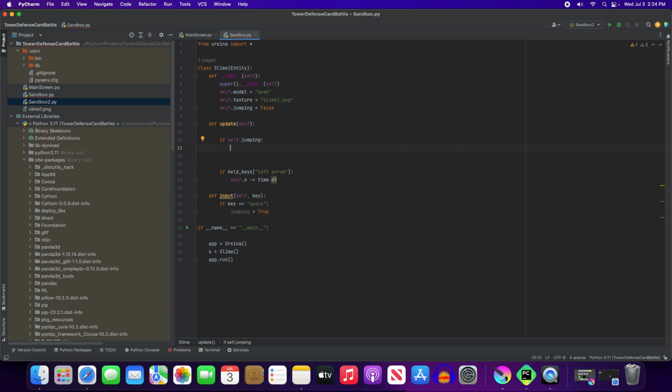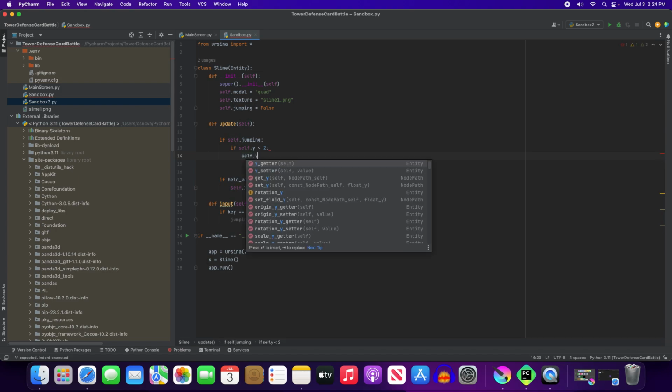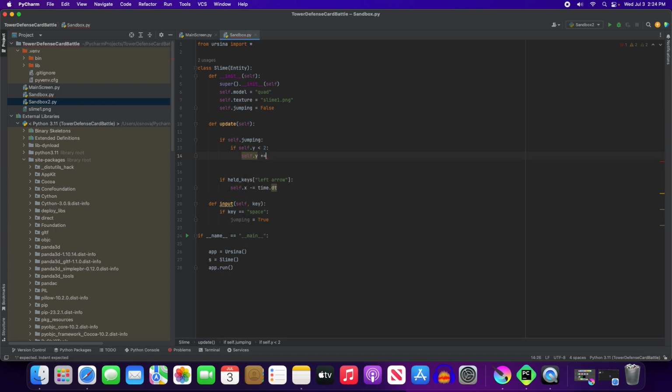So if jumping, what we want to do is we want to have the person go up and then down. Person, it's a slime. And the motion of just going up and down, if I do it linearly, what I can do is if self.jumping, or to say if self.y is less than 2, why not? Then self.y plus equals 1.